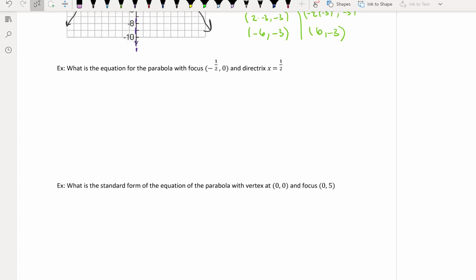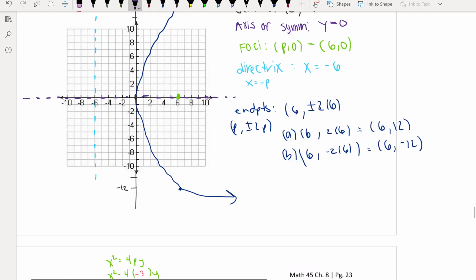So now we're going to do some algebra. It says, what is the equation of the parabola with focus negative 1/2, 0, and the directrix x equals positive 1/2? Well, since we have the focus, let's think about this. The focus has an x and y value where my y value is 0. So let's go back up to that chart to help us.